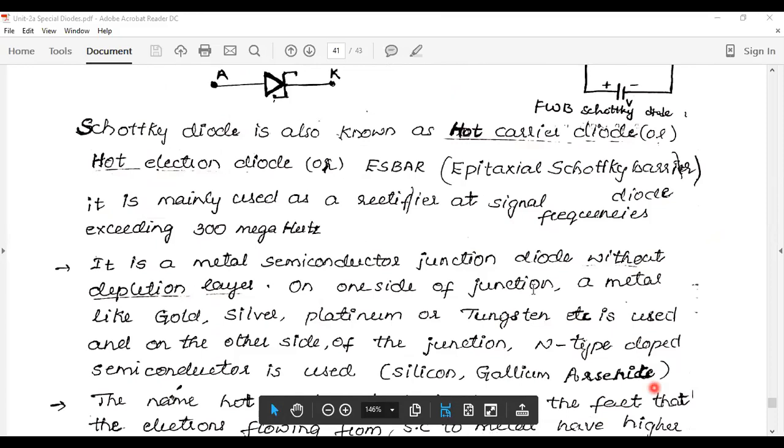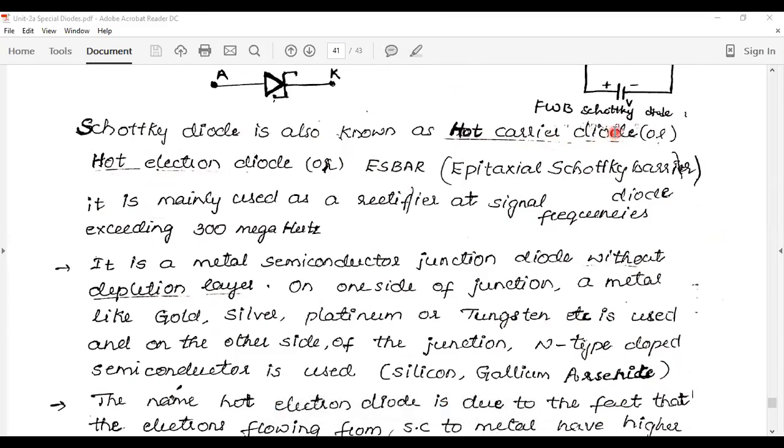The Schottky diode is also known as the hot carrier diode. The other names of this Schottky diode are hot carrier diode, hot electron diode, or S-bar diode. S-bar means epitaxial Schottky barrier.